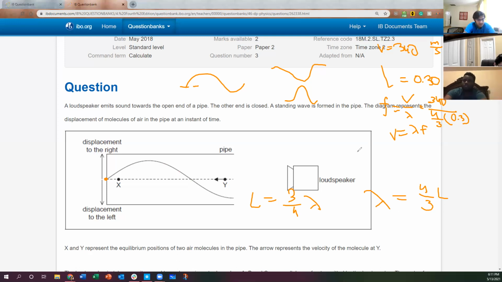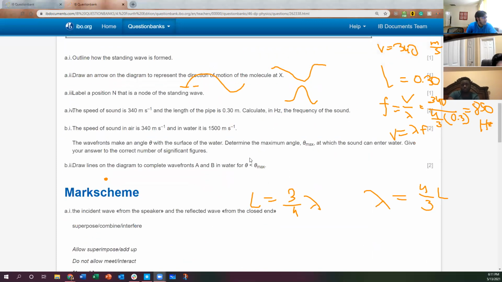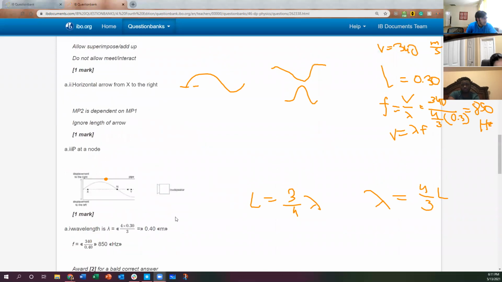Let's just do it in a calculator. Okay. 340 over 4/3 0.3. I'm getting 850 hertz. Yeah, that's what I got too. Perfect. Now let's check the mark schema and make sure that's correct. Yep, 850 hertz, exactly how we did it.